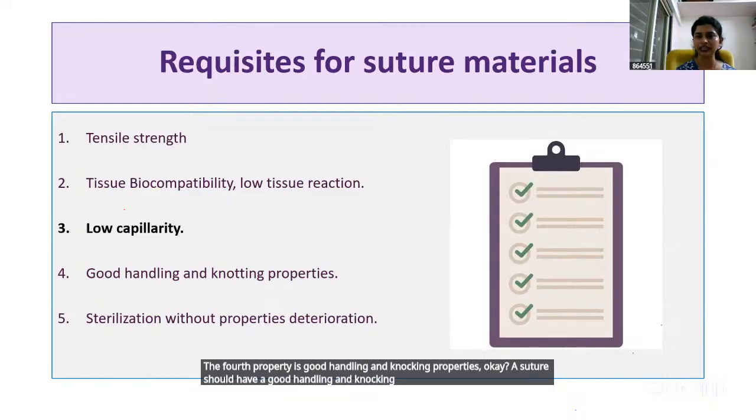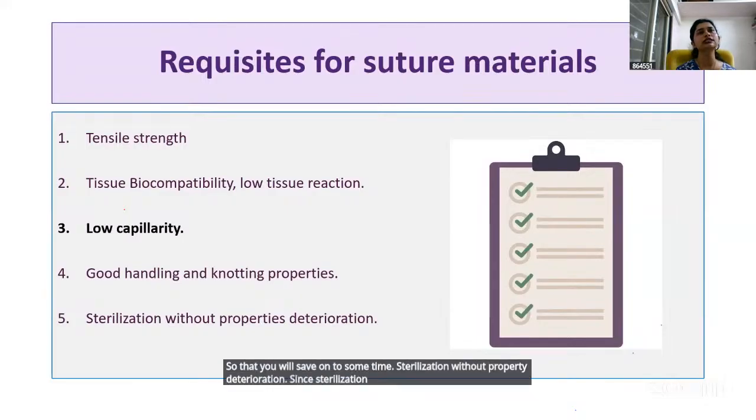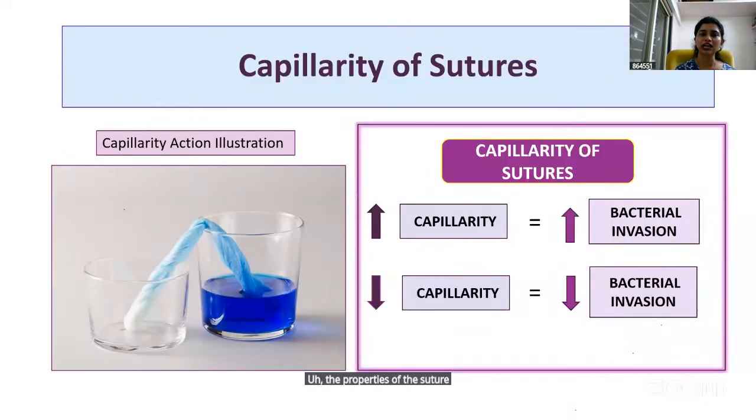Fewer knots should be needed, right? So that you will save some time. Sterilization without property deterioration. Since sterilization of sutures is mandatory, the properties of the suture should not degrade on sterilization, right?